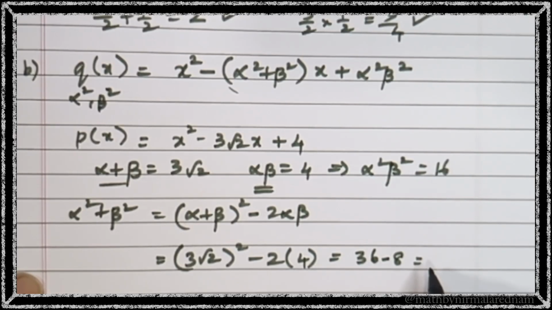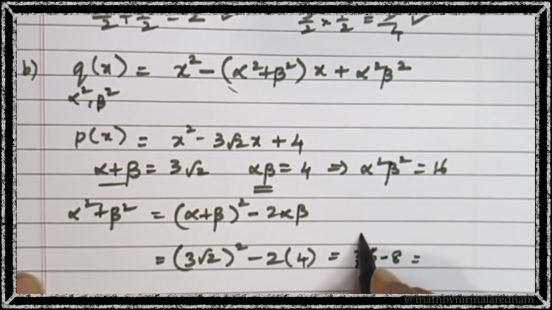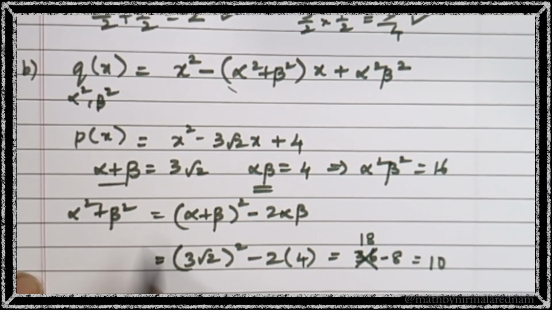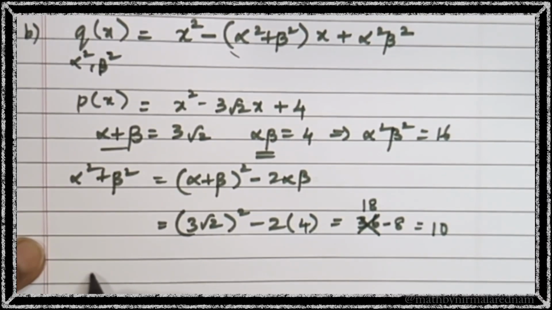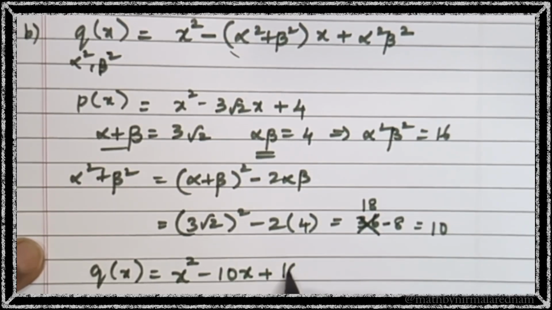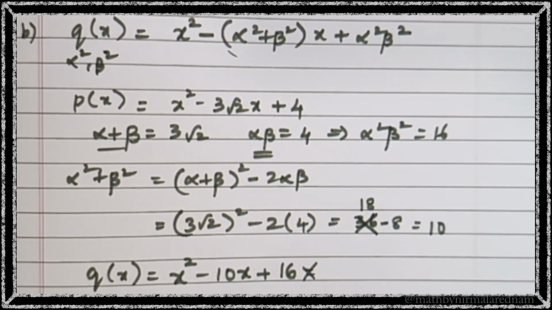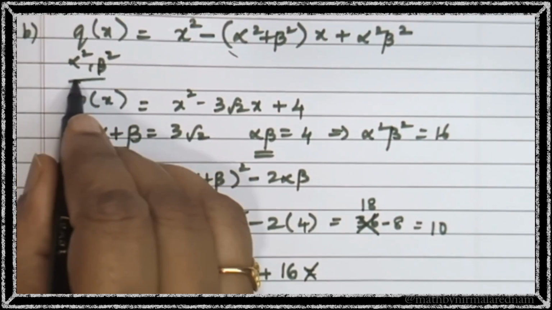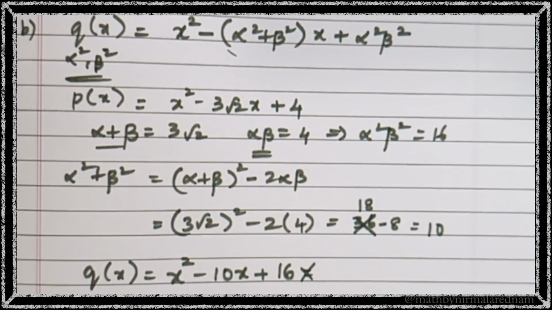Sorry, it's not 36. 3 root 2 whole square is 9 into 2, which is 18. 18 minus 8 is 10, right? So I have alpha square plus beta square now. Therefore, the required polynomial q of x is simply x square minus 10x plus 16, okay, this is the required polynomial, right? So this is how we are going to find a polynomial whose roots are alpha square and beta square, right? So this is 26th question.